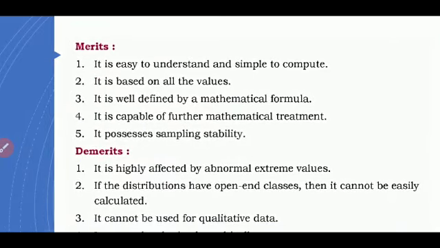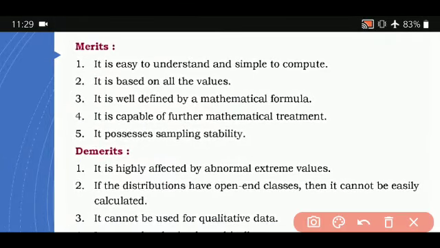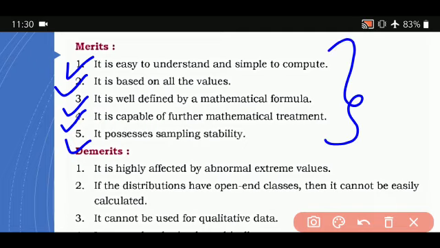Now next comes the merits and demerits. Everywhere you have the merits and demerits, and they are simple and easy to remember. What are the merits of arithmetic mean and what are the demerits of arithmetic mean? That's what I'm trying to tell you all. First point, it is easy to understand and simple to compute. Second, it is based on all the values. Third, it is well defined by a mathematical formula. It is capable of further mathematical treatment. Then it possesses sampling stability. So these are all the plus points of arithmetic mean.